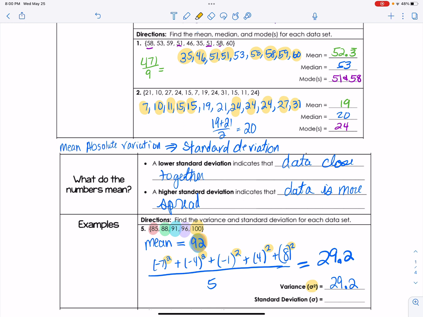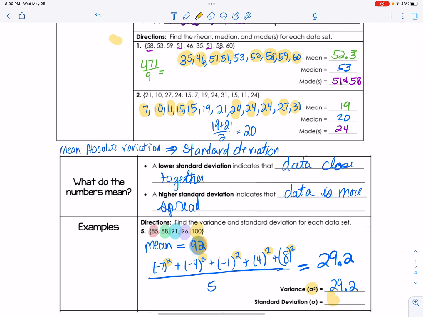So what I'm going to do is I'm going to take my calculator and I'm going to square root this answer because I need to undo all my squares. But I had to square it to make it positive. And my standard deviation is 5.4. And so that means that most of my data is within 5.4 of my mean.